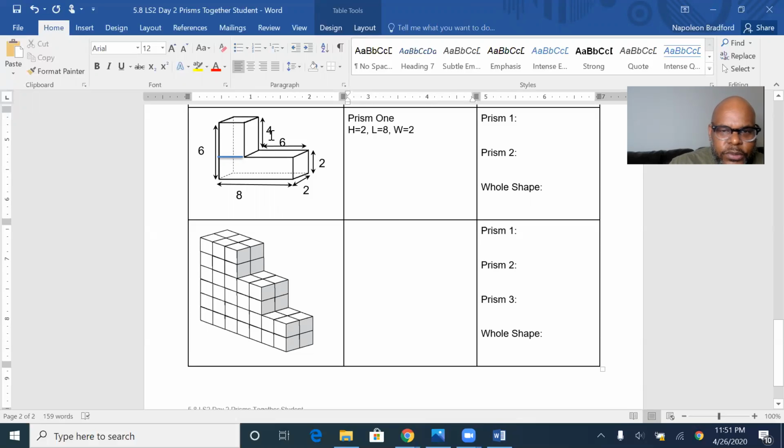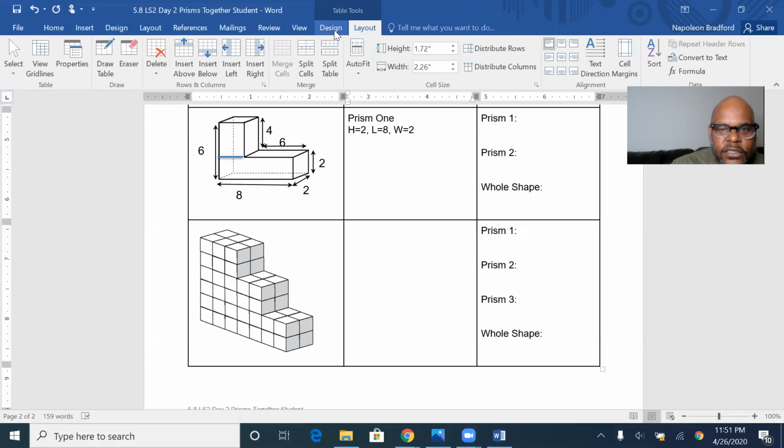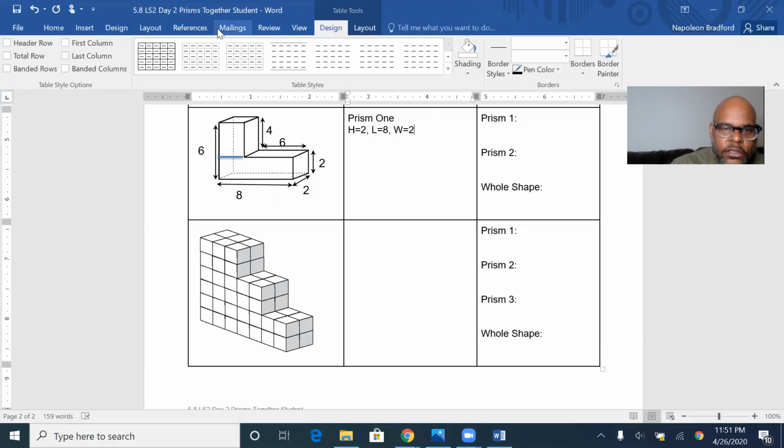Again, we said that the bottom is prism 1, and we have a height, a length, and width for that. All right. So that's our time.